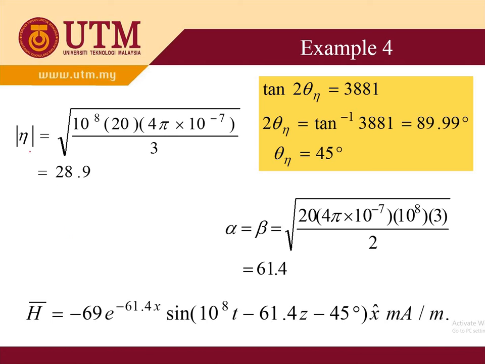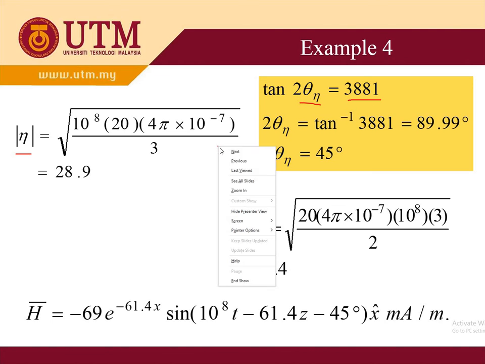So insert accordingly for this. The magnitude of intrinsic impedance, using tangent of 2 theta n, because you already know, is equal to 3881.